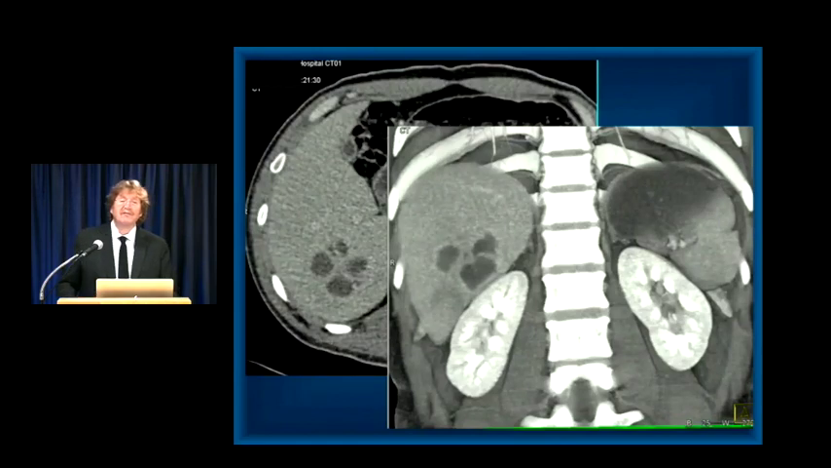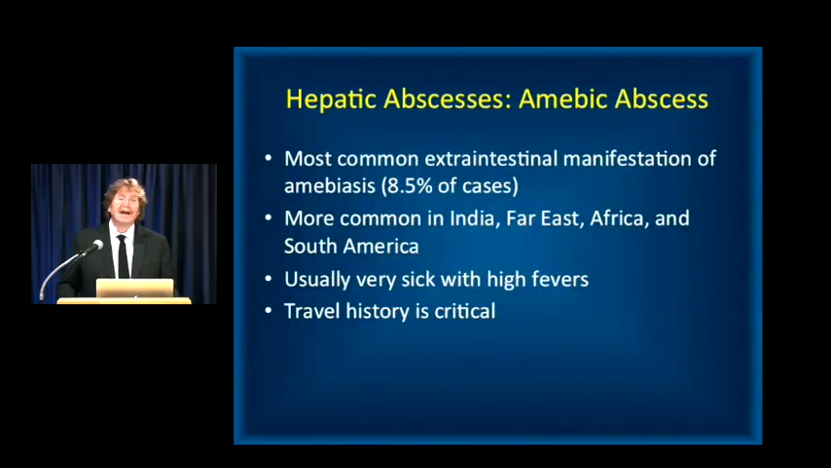You can see as you go from arterial to venous and delayed, the cystic components, sort of a cluster sign, show much better, and this was an amoebic abscess. Amoebic abscesses are interesting. It's the most common extraintestinal manifestation of amoebiasis.